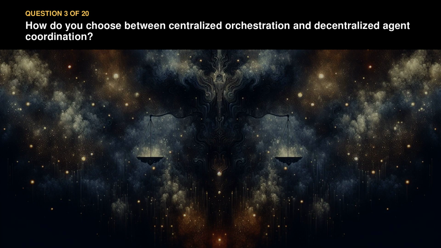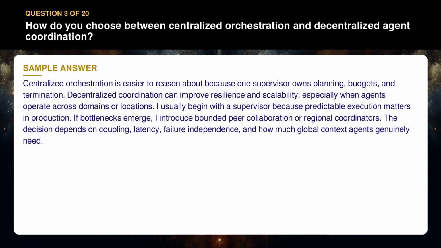Question 3. How do you choose between centralized orchestration and decentralized agent coordination? Centralized orchestration is easier to reason about because one supervisor owns planning, budgets, and termination. Decentralized coordination can improve resilience and scalability, especially when agents operate across domains or locations.